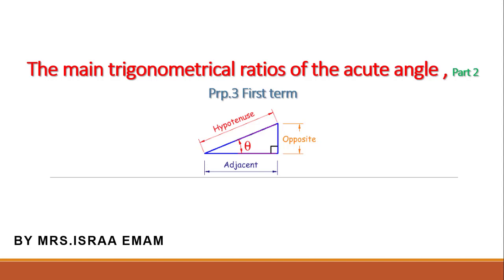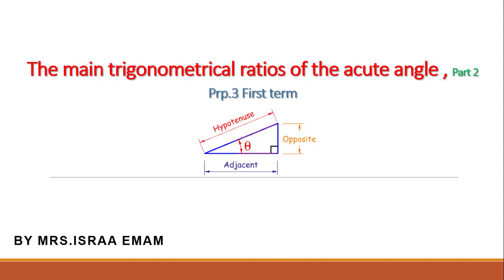Let's continue our lesson about the main trigonometrical ratios of an acute angle. We studied in part 1 that if you have a right angle triangle and you want to get the trigonometrical ratios of one of the acute angles, for example, angle theta, sine theta will be opposite over hypotenuse, cosine theta will be adjacent over hypotenuse, and finally tan theta equals opposite over adjacent.